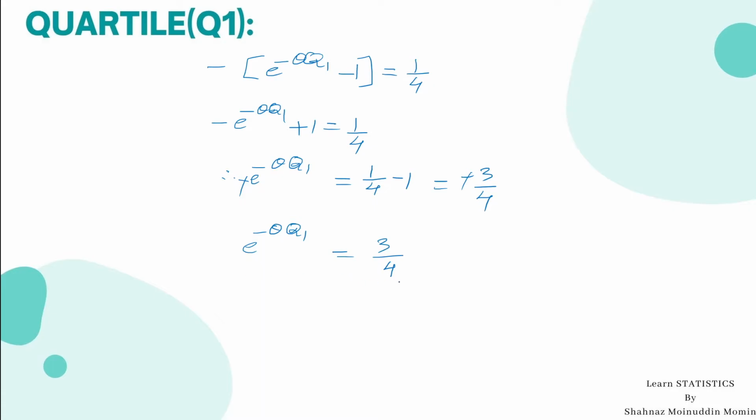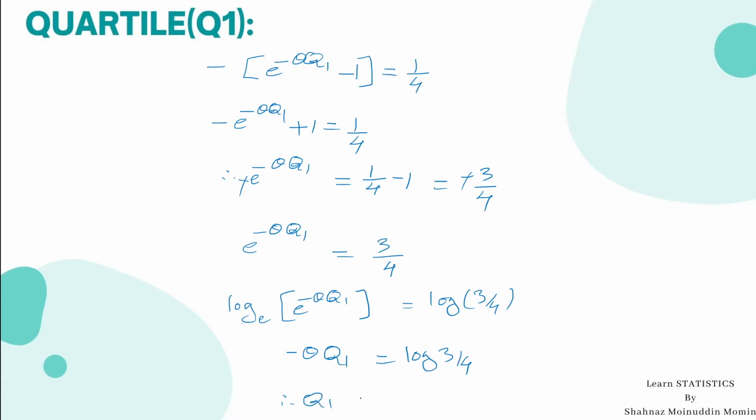Take logarithm on both sides. Here we take natural logarithm. This logarithm and exponential get cancelled since they are reverse functions. So it is minus theta Q1 is equal to log 3 by 4. Hence Q1 equals minus 1 by theta log 3 by 4.